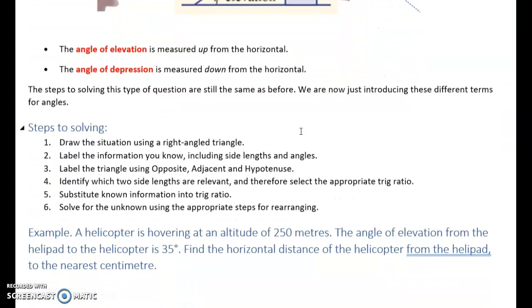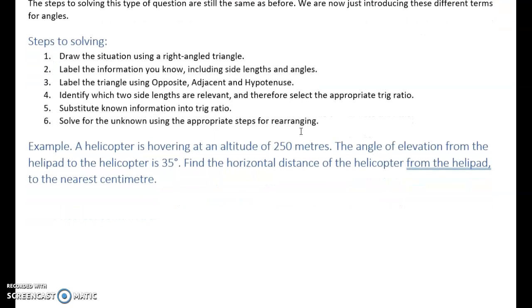So you still do the same steps. You still have to draw your situation. You still have to put on the information you know, including side lengths and angles, and make sure you label it using opposite, adjacent, and hypotenuse. You've got to figure out your relevant sides, use that to select the appropriate ratio, and then substitute your information into it, and then solve. So really the hardest bit is drawing up your situation, because once you've got that done, the rest of it's year 9 maths. So let's do this example.